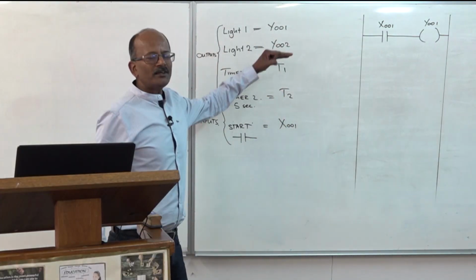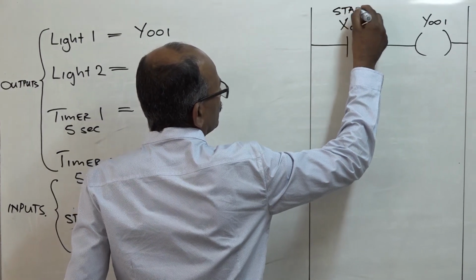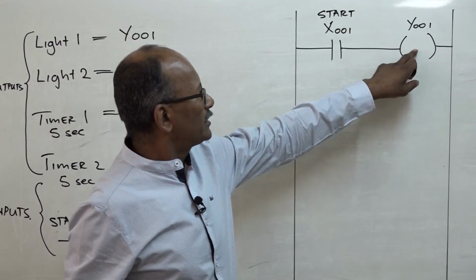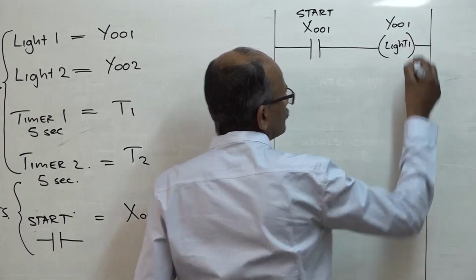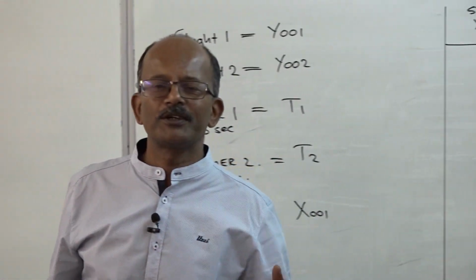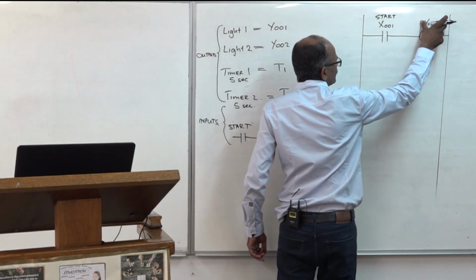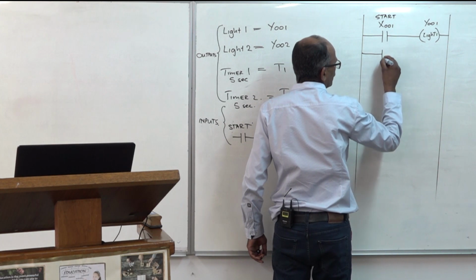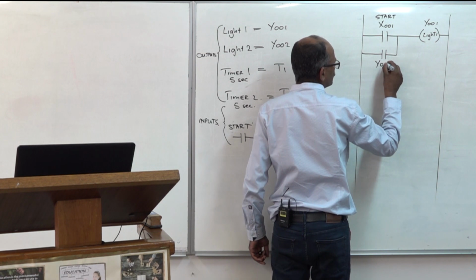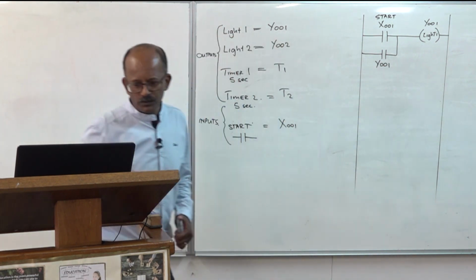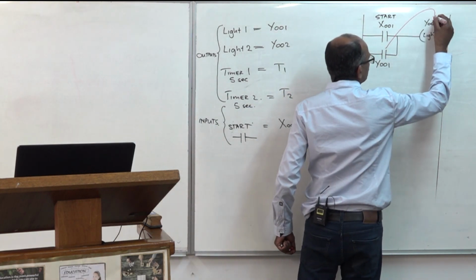Now you can see, if I depress the start button, what would happen? The contactor here for light 1 would energize, but we did not hold because I haven't included a latching circuit. So immediately now, Y001 must latch itself, so I will include a normally open switch here, which I will also call Y001, because this latch must have the same address as my contactor.